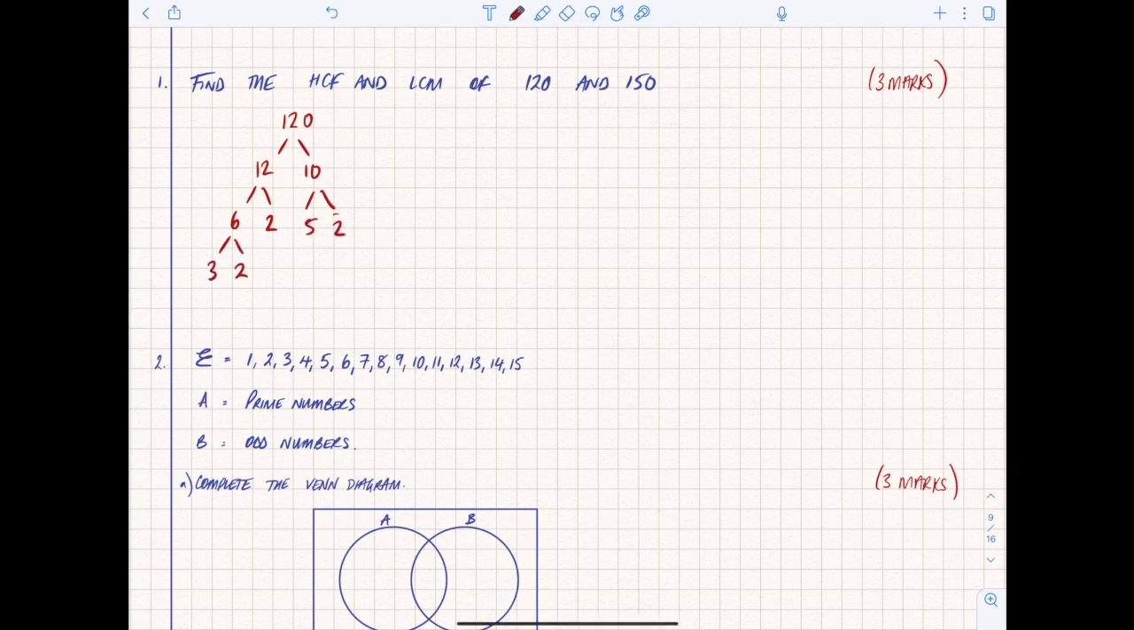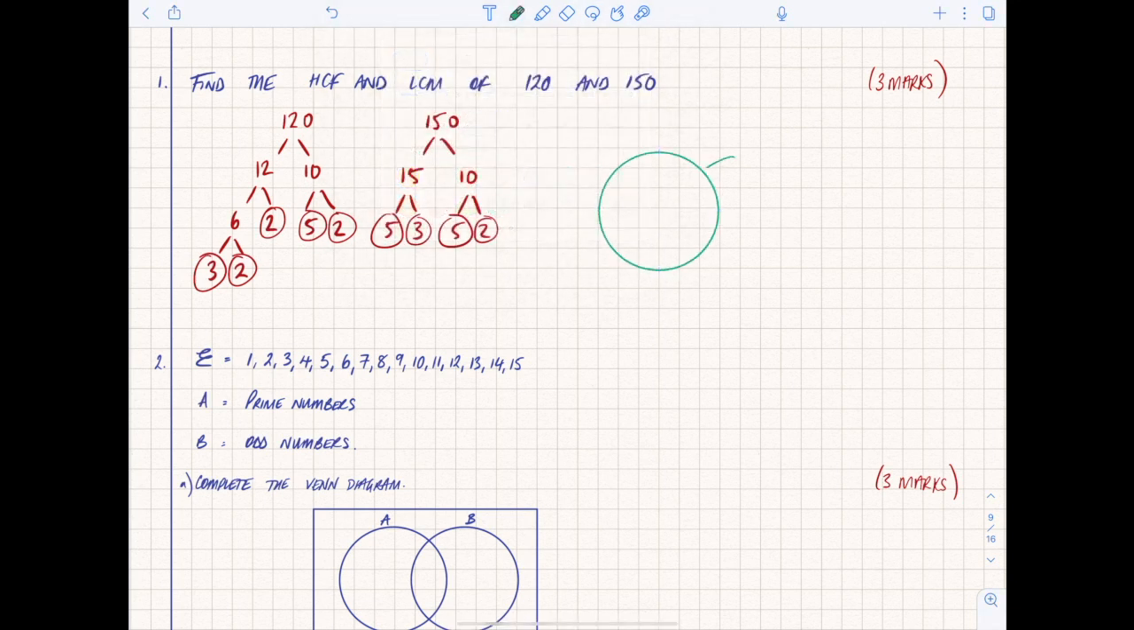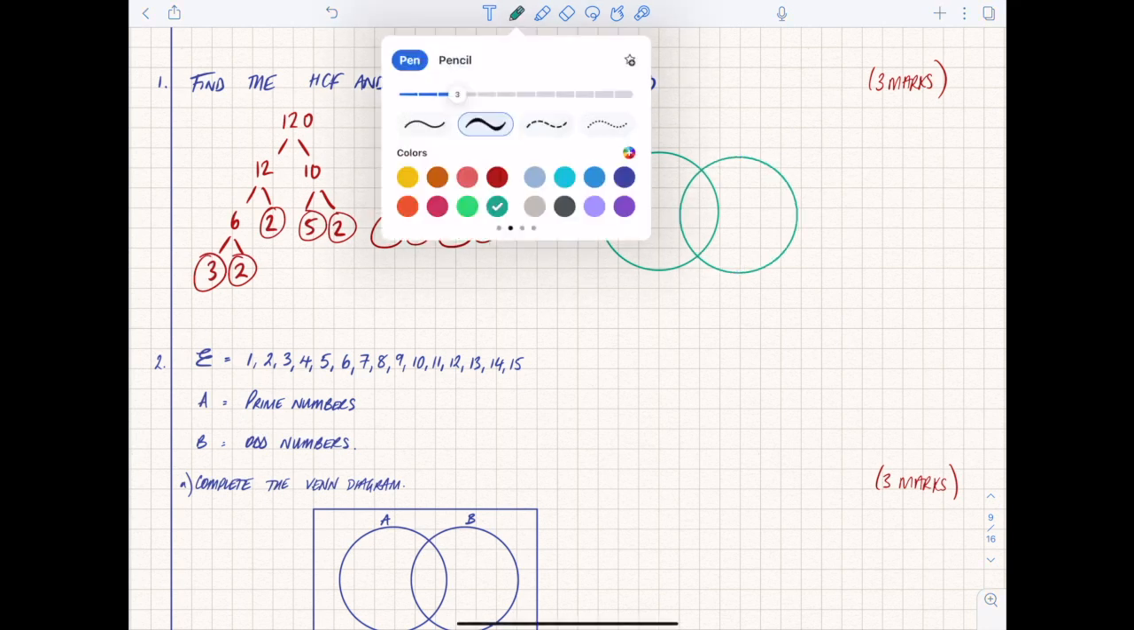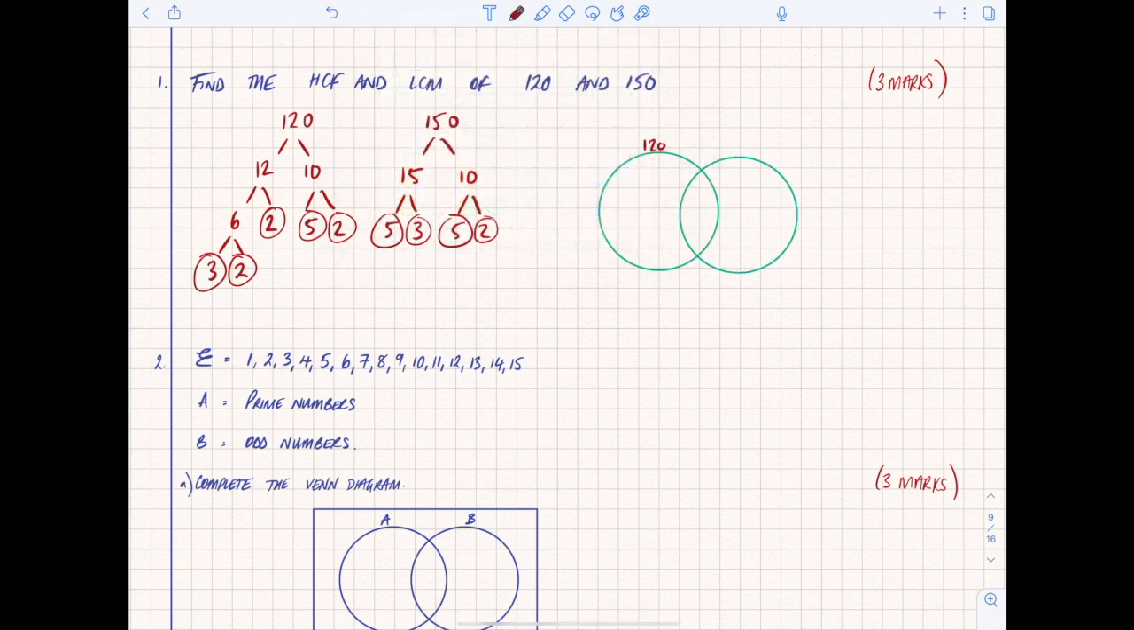So I'm going to circle all my primes, and then I'm going to do exactly the same for 150. So 150 is broken down into 15 and 10, 5 and 3, they're both primes, and 5 and 2, they're both primes. So from here, what I can now do is start to put this information into a Venn diagram. So here's my Venn diagram, and I put 150 and 120. And then basically what you're doing is playing a game of snap first of all. So what number shows up in both lists? Well, there's a 2 there and there's a 2 there. So I can put a 2 in the middle.